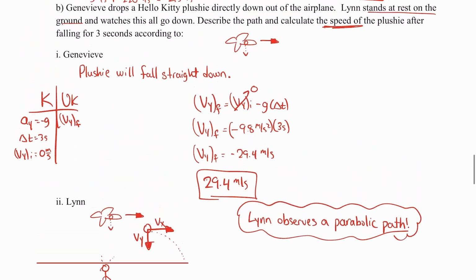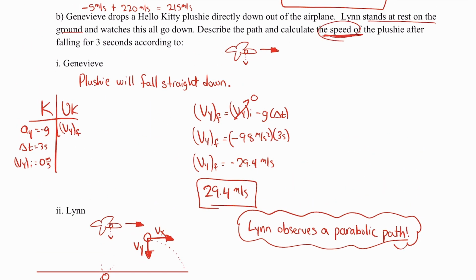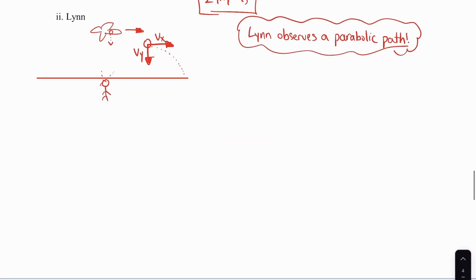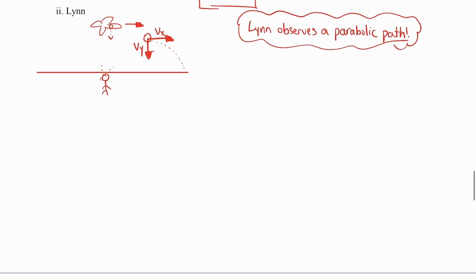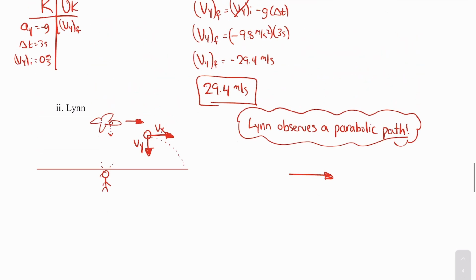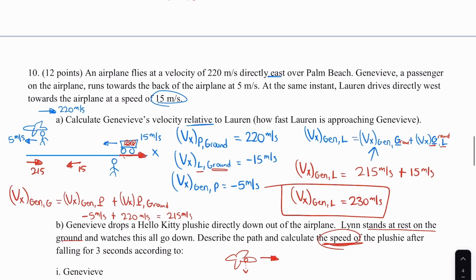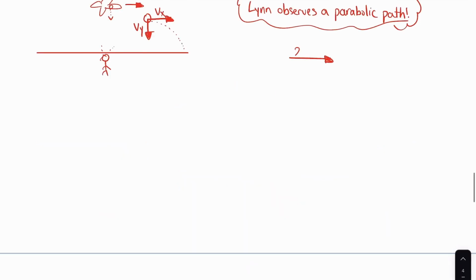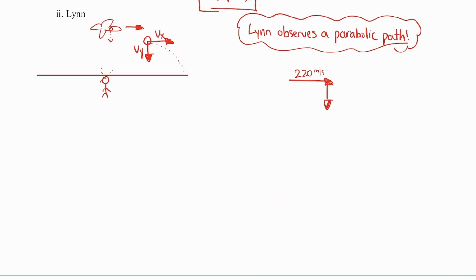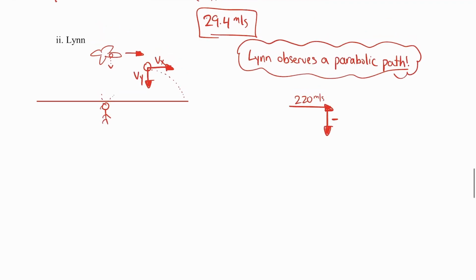Now, I need to calculate the speed of the plushie from Lynn's perspective. Well, I need to be very careful. I need to take into account that this object from Lynn's perspective has a horizontal velocity that is the exact same as the plane, and that is 220 meters per second. So rightward, I have 220 meters per second, and downward, after 3 seconds, I know that it is negative 29.4 meters per second for its velocity.